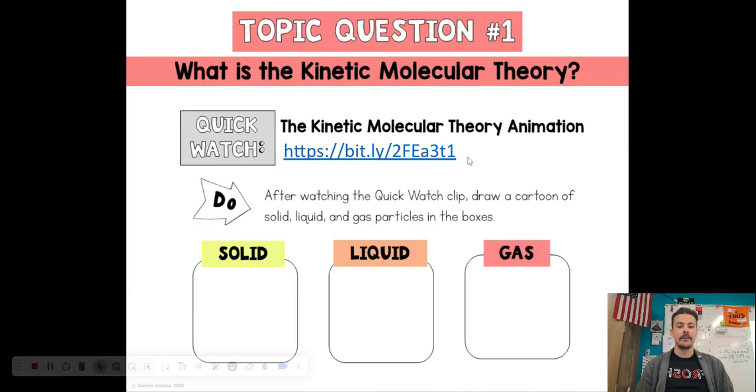What is the kinetic molecular theory? Continued. After watching a quick clip, draw a cartoon of the solid, liquid, and gas particles in the boxes below. Try to show their particles and how closely packed or how far apart they would be spread for all solid, liquid, and gas forms.